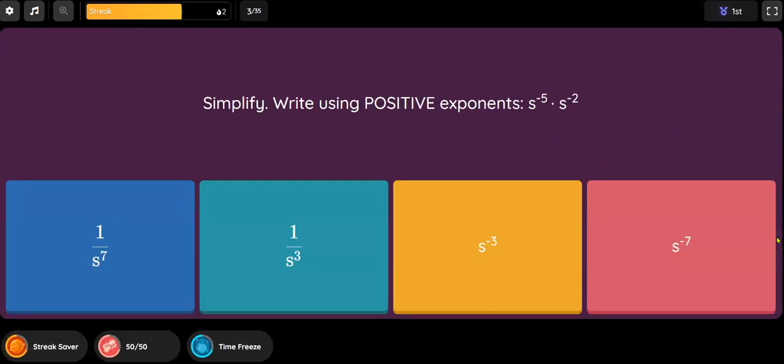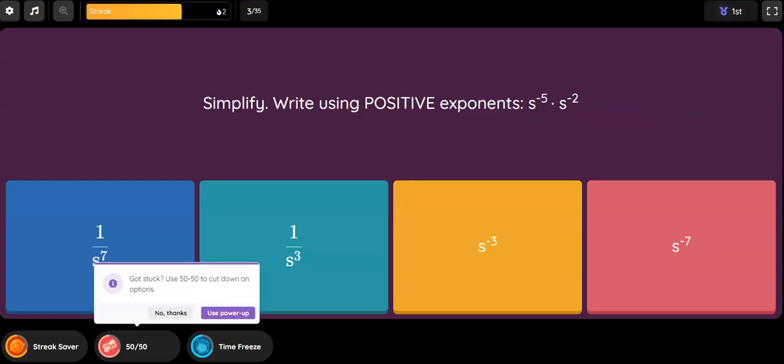For this one, the question asks us to multiply s to the negative fifth times s to the negative 2. So when we multiply like bases, keep the base the same, and we add the exponents. If when you're done, the exponent is still negative, you take the reciprocal. And now, we have the requested positive exponent.